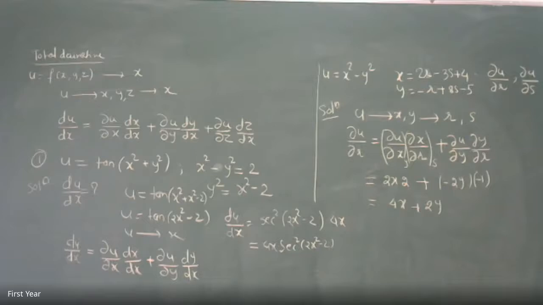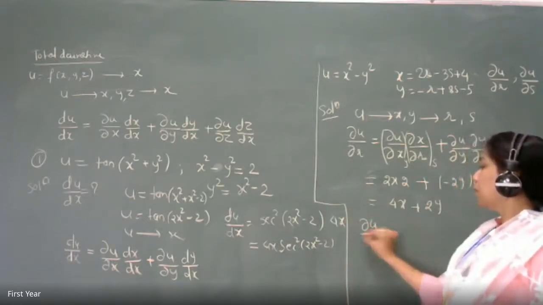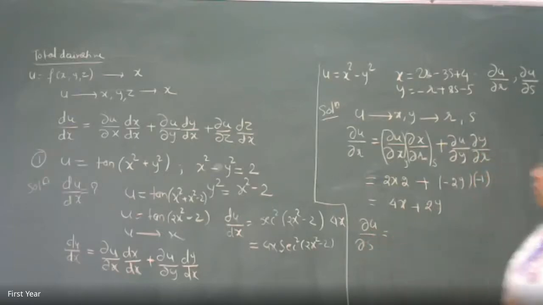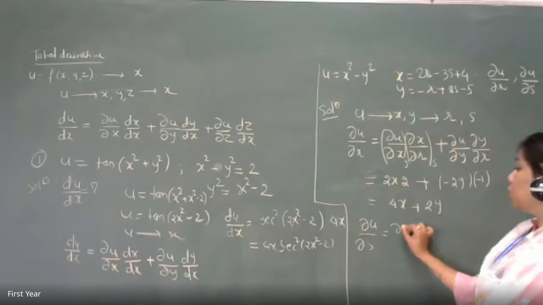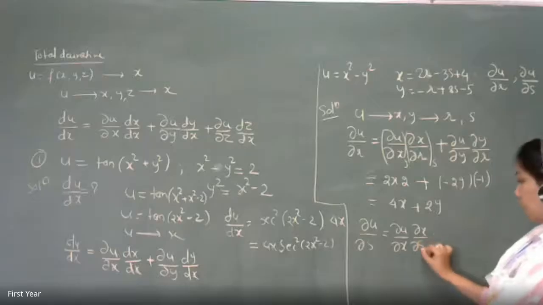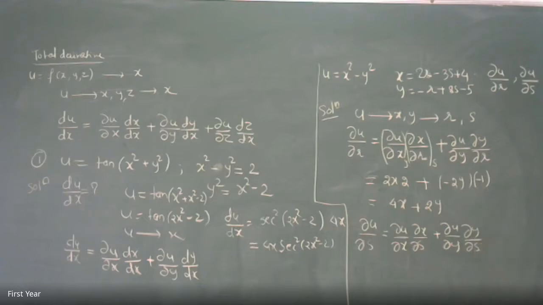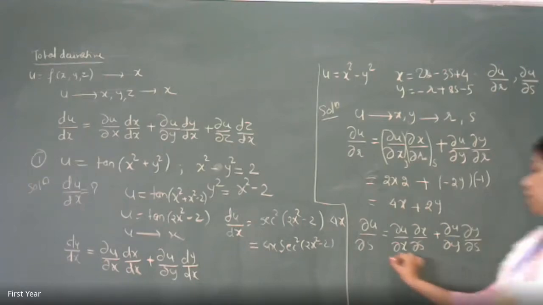Okay, then similarly you tell me what is the answer of del u by del s. Minus 6x. So the formula writing also will come. If this is the function, then what is the formula for del u by del s? It is u with respect to x, x with respect to s, plus u with respect to y, and y with respect to s. Substitute the values of the derivatives and we get the final answer.